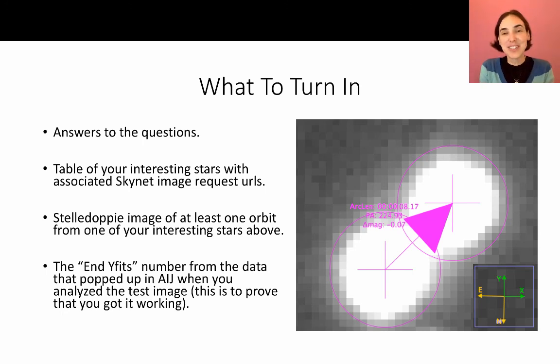Here's what you turn in: your answers to the questions, the table from the previous slide of your interesting stars, the associated Skynet image requests so that we can check on whether and when they come in, the stelladopy image of one of the star's orbits, because you have to have at least one star that has a solved orbit, and we want to see the past data on that star system so that we can see how much of the orbit has been mapped already. And then that window of data that popped up in Astro ImageJ when you analyze the test image, give us the NAXIS fits number from that data, and that will show us that you indeed got that working.